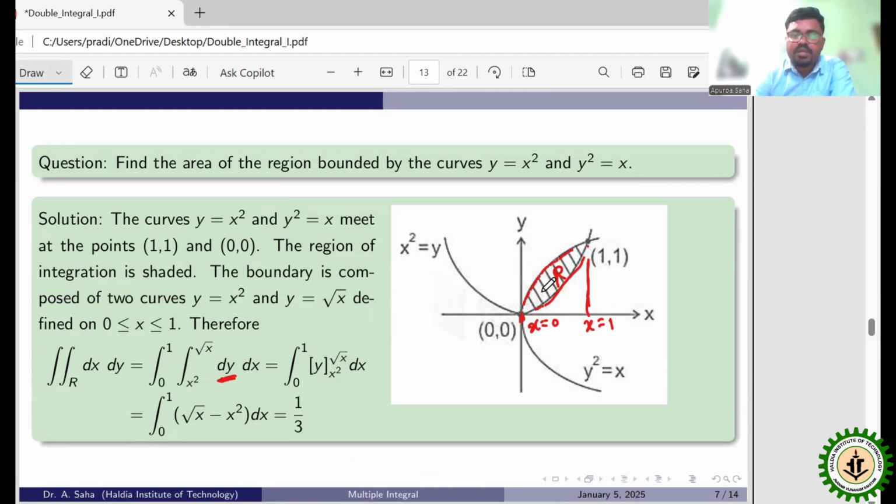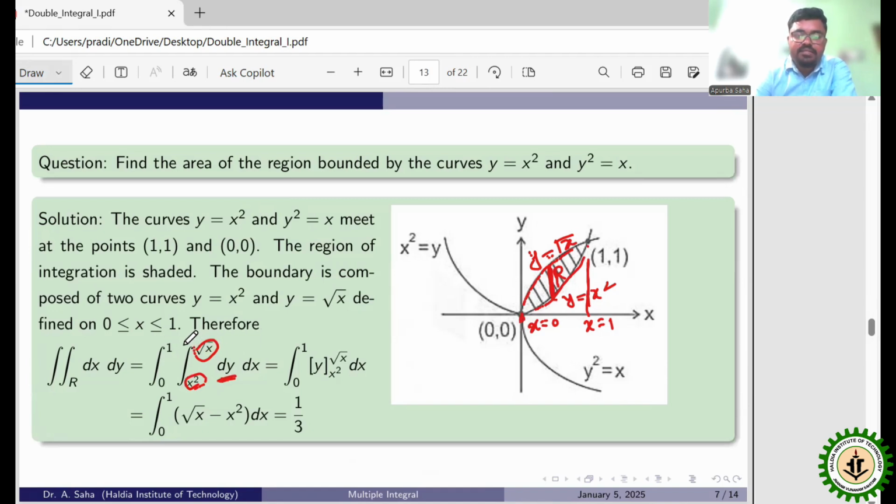First we'll draw a strip parallel to the y-axis. So this is a strip parallel to the y-axis. Now you see this is y equals x squared and this one is y equals root over x. So this strip gives you the limit where y runs from x squared to root over x. And x runs from 0 to 1.